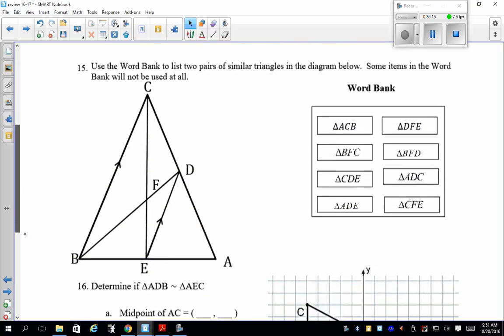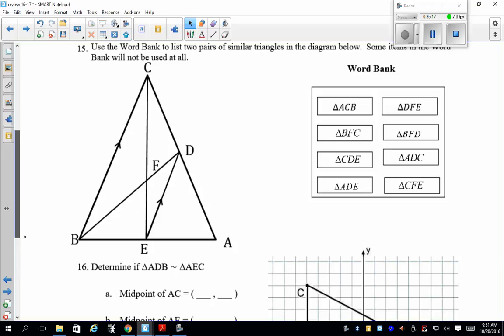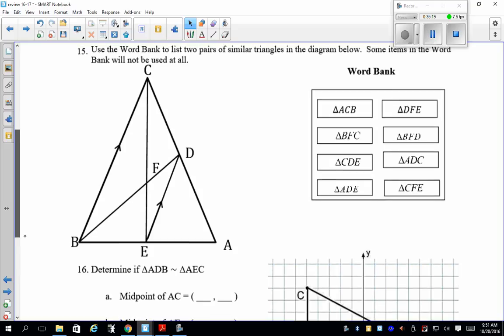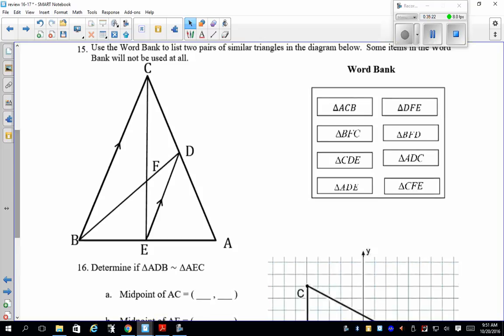15, use the word bank to list two pairs of similar triangles in the diagram below. Some items in the word bank will not be used at all. Okay, the first thing I notice in this picture are the parallel lines. The parallel lines help with similar triangles because they give corresponding angles. So now I just need to see which triangles come from these parallel lines, and it's these diagonal angles right here, triangles.